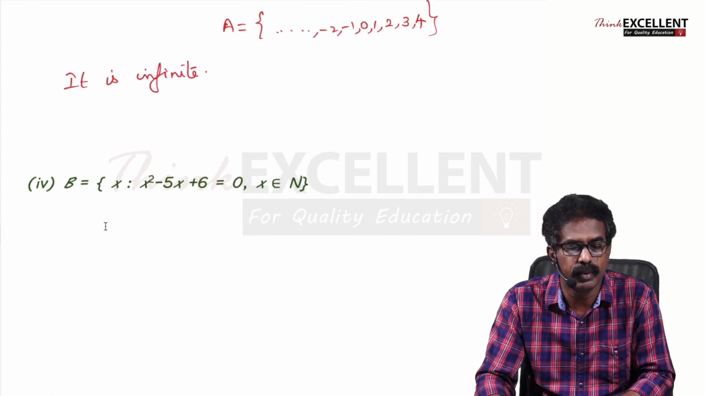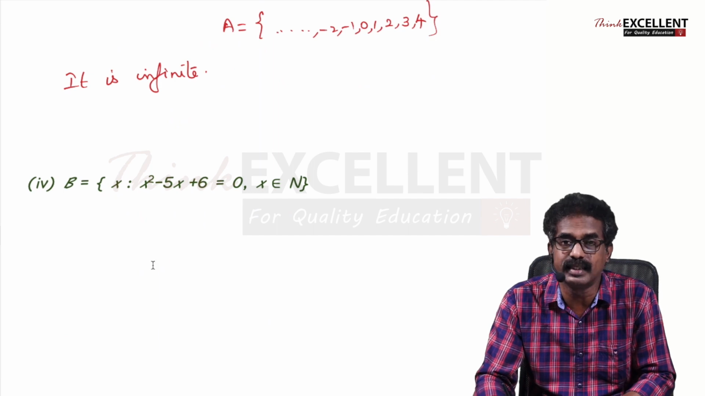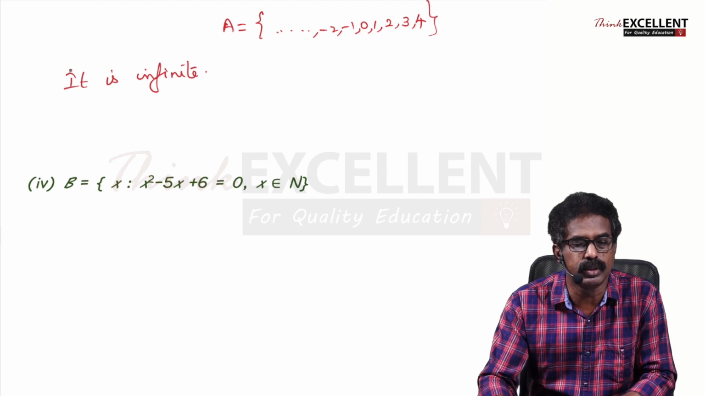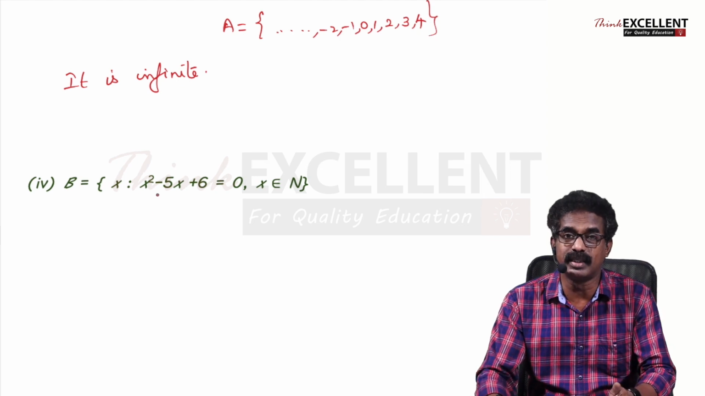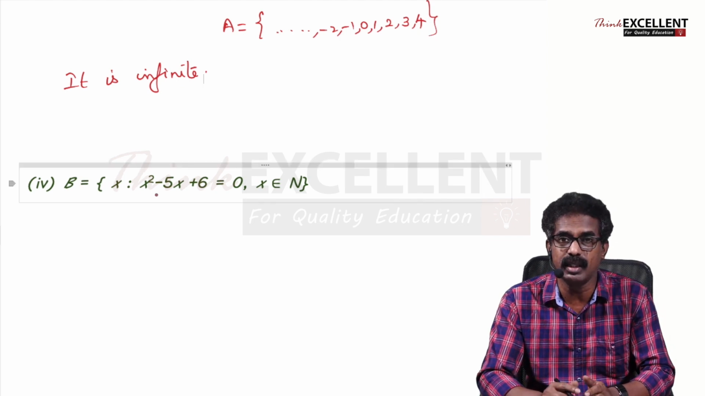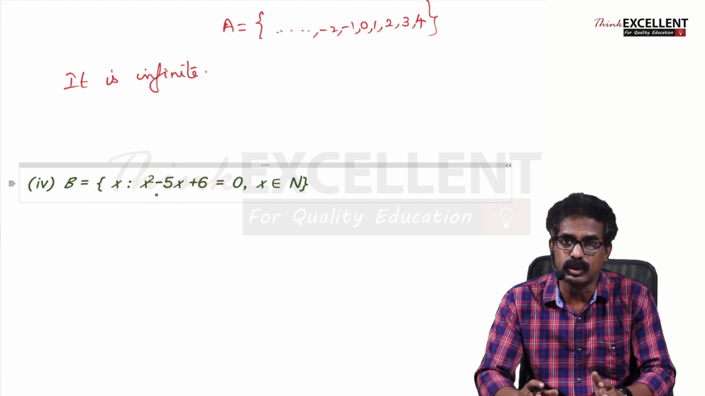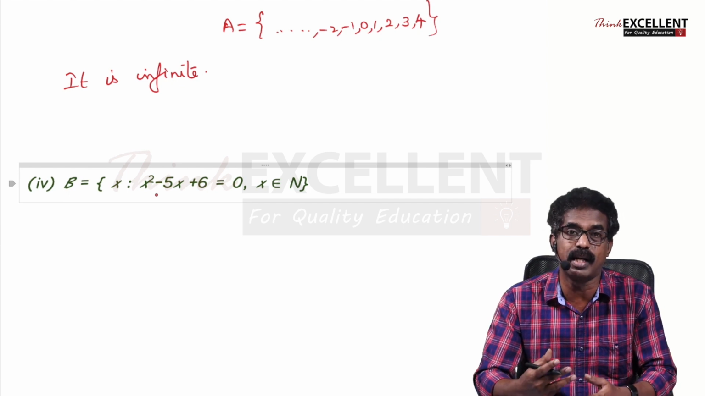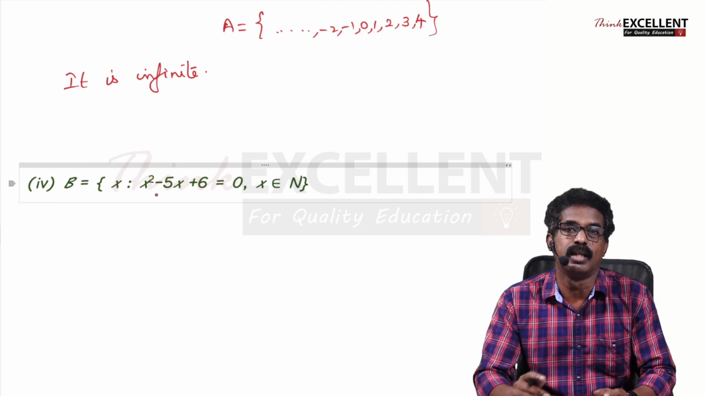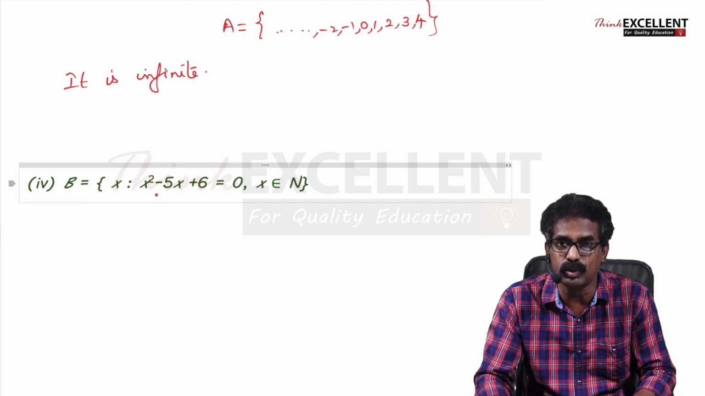See the next one. B equal to the set of all x such that, again set builder form, x square minus 5x plus 6 equal to 0. Okay, a quadratic equation is given. If they give a linear equation, it has one solution. A quadratic equation has two solutions. If it is a cubic equation, x cube is there, then 3 solutions. If the power is n, n solutions will be there.